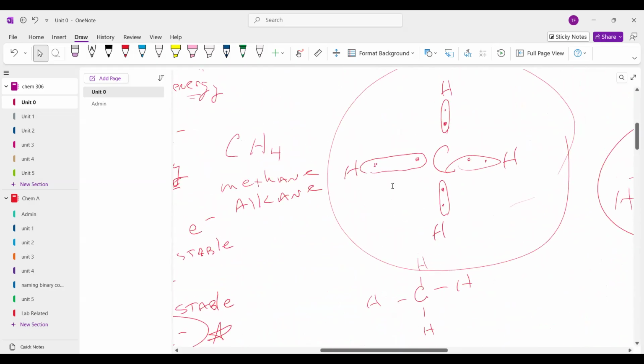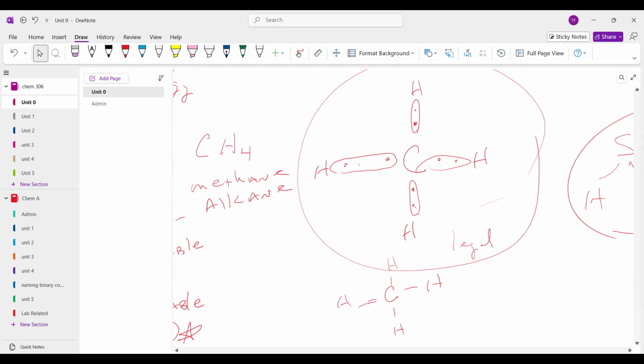Now, including shared electrons, carbon has 2, 4, 6, 8. So it's completed its octet. Also, carbon needs four bonds. It's got 1, 2, 3, 4. So carbon is legal. Hydrogen needs 2 electrons, and each hydrogen's got 2 shared electrons, and it only bonds once. So this is a legal Lewis structure or dot structure. And then what you do is you convert the bonds to lines.